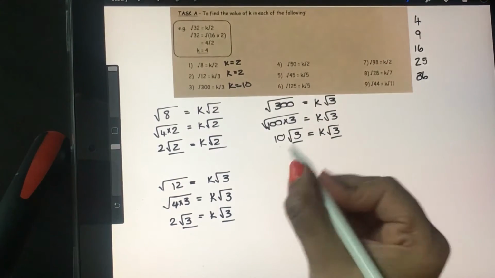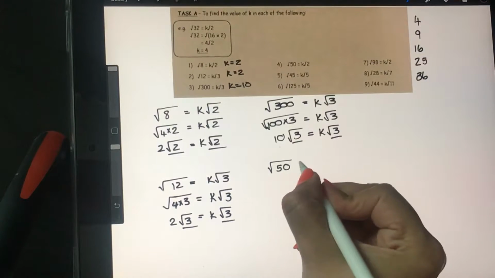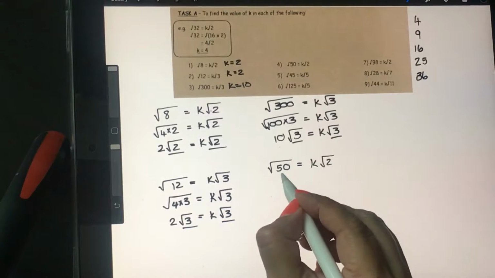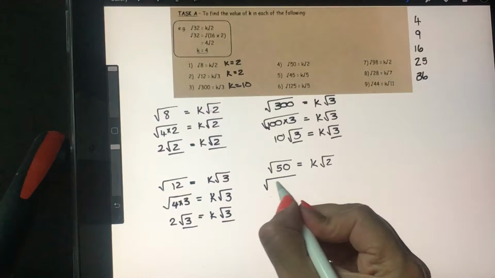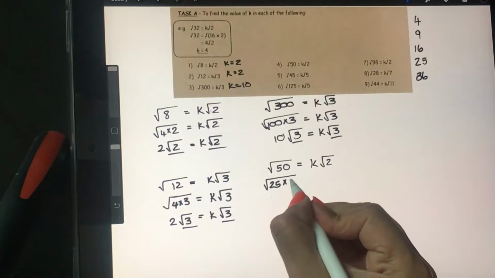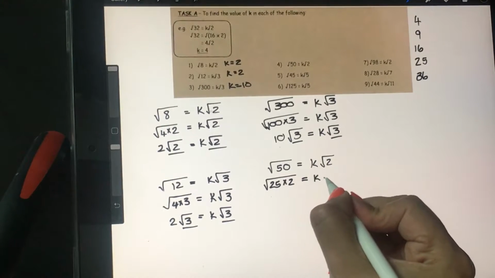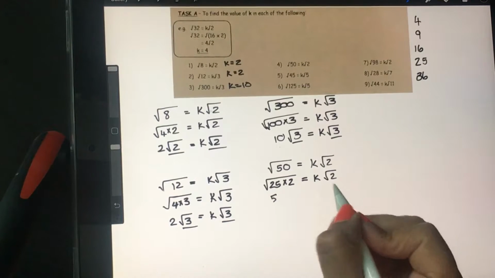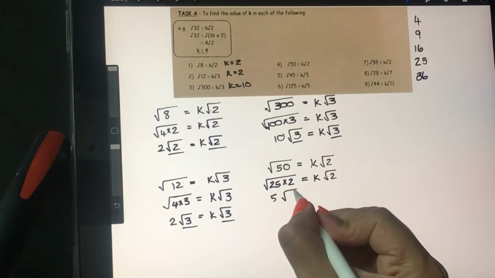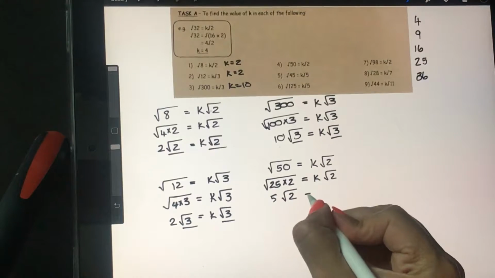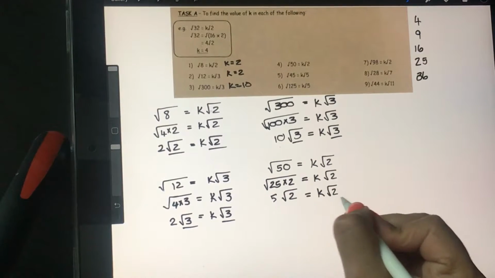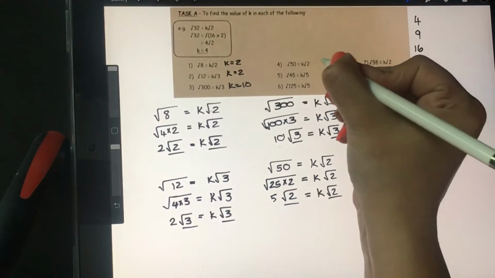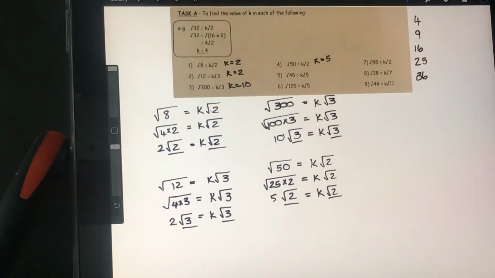Right, number 4, root 50 is equal to k root 2. 25 is the biggest square number that can divide into 50. So 25 times 2 will equal k root 2. The square root of 25 is 5. And the 2 stays inside the surd, and that is equal to 5 root 2. The surd and the surd are the same, so therefore k is equal to 5.